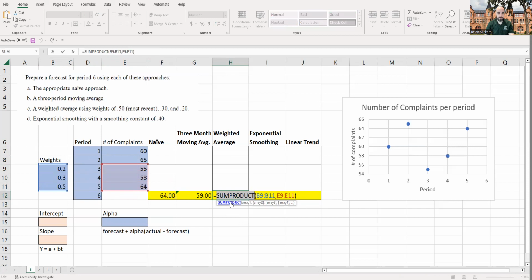But that's it, equals SUMPRODUCT of 2 different arrays, but they have to match up. If I had written 0.5 here, 0.3, 0.2, and put them in the wrong order, it's going to try to match up this one to this one, 0.5 to 55. And that's not correct because 0.5 is the most recent period.